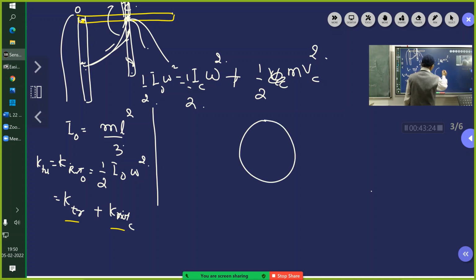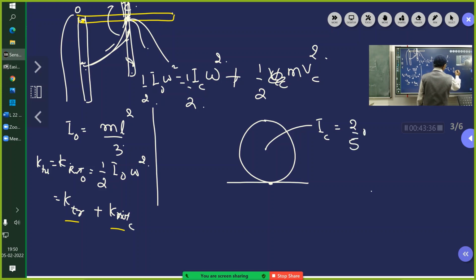So you have the sphere, and it's all about this point of contact. About this point, the moment of inertia for the center is 2/5 mR squared. And the angular momentum about this point you calculated. What is the answer you got? 7 by 3.